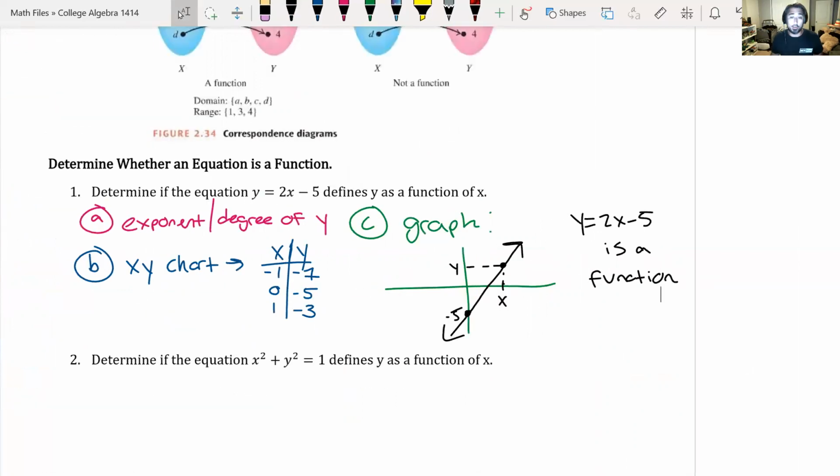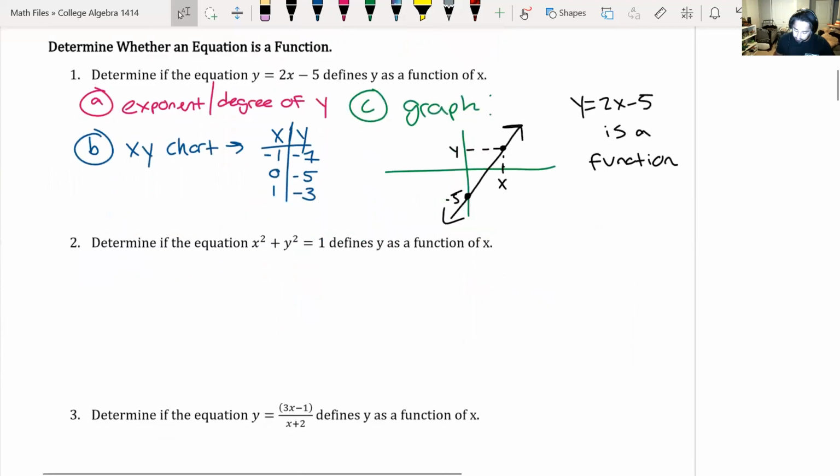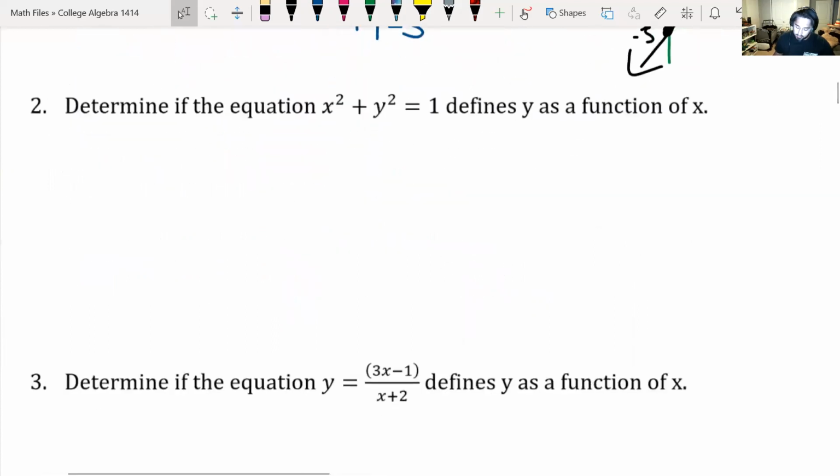And of course, you see the easiest method of checking is to look at the exponents. That is the easiest way to check. So let's go to number 2. We want to know, is x squared plus y squared equal to 1 a function?